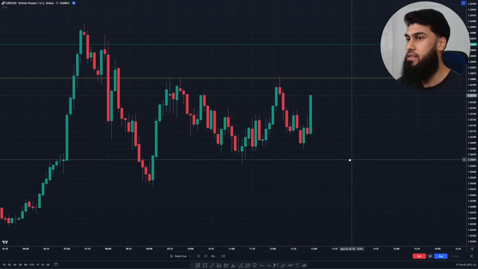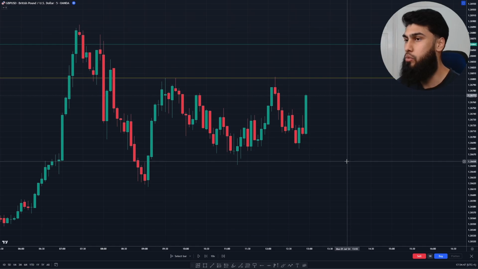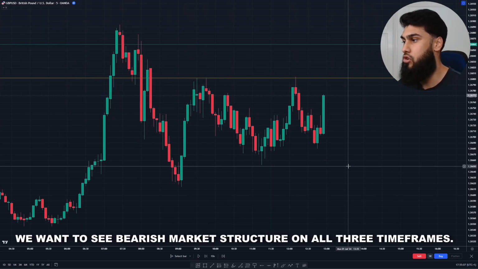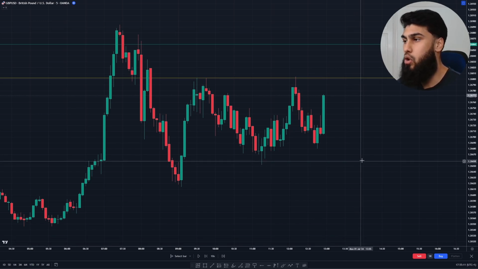So on the 5-minute time frame, we also want market structure to be bearish. I hope you guys can start to see the pattern we're looking for. We want to see bearish market structure on all three time frames before we look to sell. That's how you want to use top-down analysis.